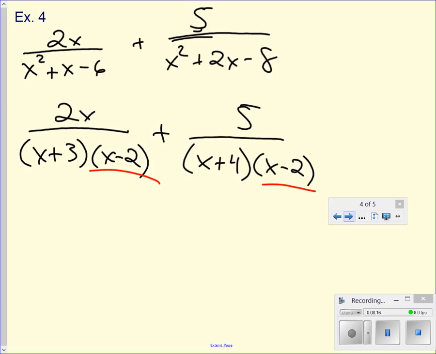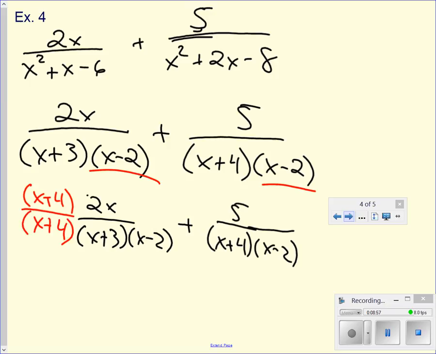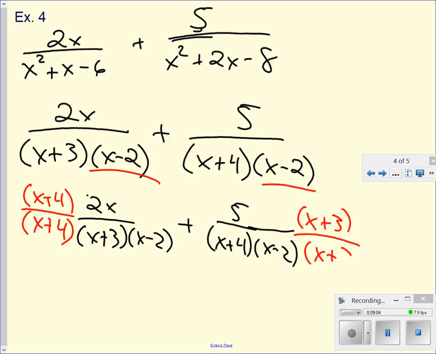So now I'm actually just going to multiply both sides to try to get a common factor. In this case, on the right, (x + 3) over (x + 3), and on the left, it's (x + 4) times (x + 4). So I have 2x over (x + 3)(x - 2), plus 5 over (x + 4)(x - 2), and so I'm going to multiply this side by (x + 4) over (x + 4), and this side by (x + 3) over (x + 3).